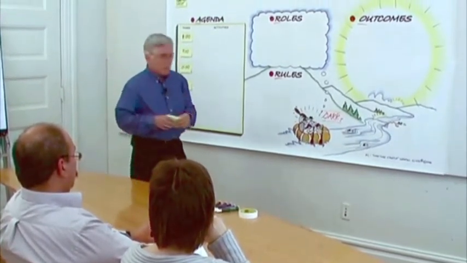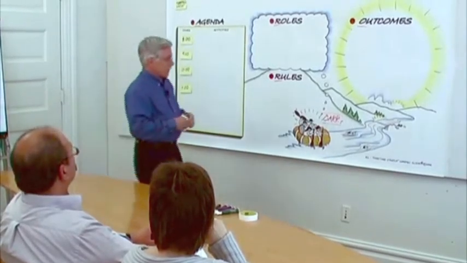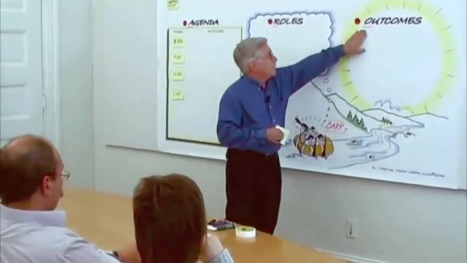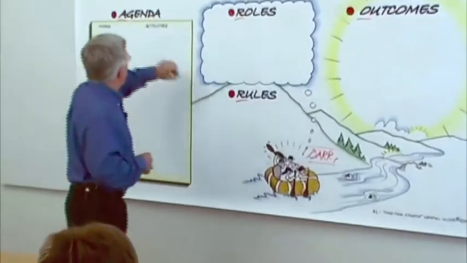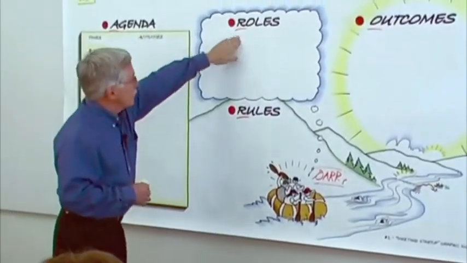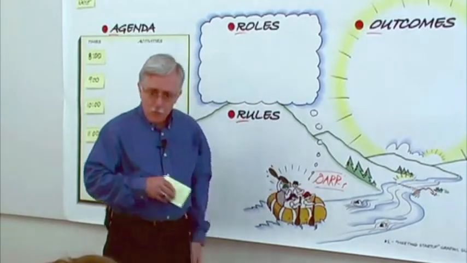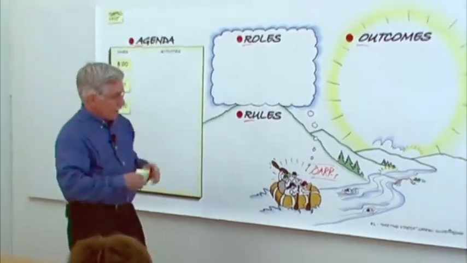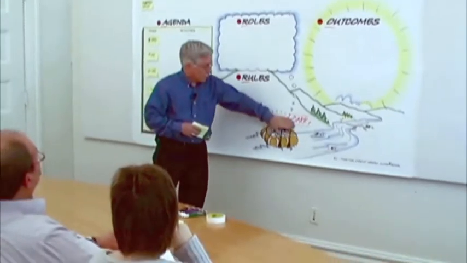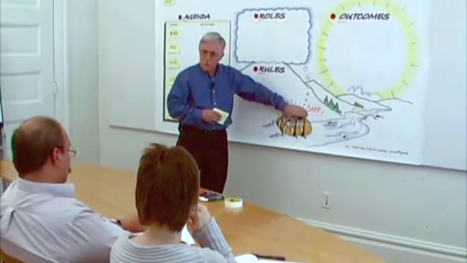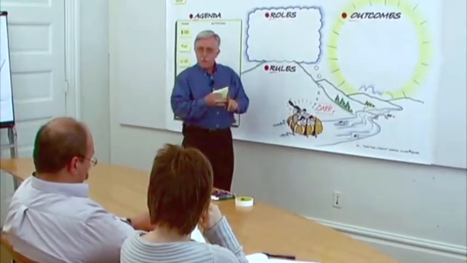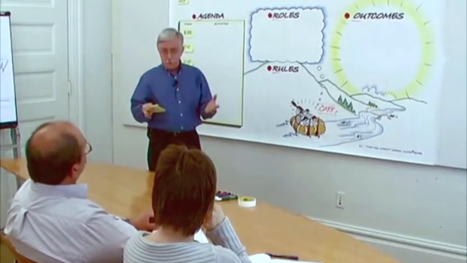Just for your own interest, you might notice this particular guide framework, if you add these letters together, O for outcomes, A for agenda, R for roles, and R for rules, spells ORARs. So one of the things we're trying to do with this format is have people run more productive meetings by getting their outcomes, agenda, roles, and rules straight, and we call those the ORARs.